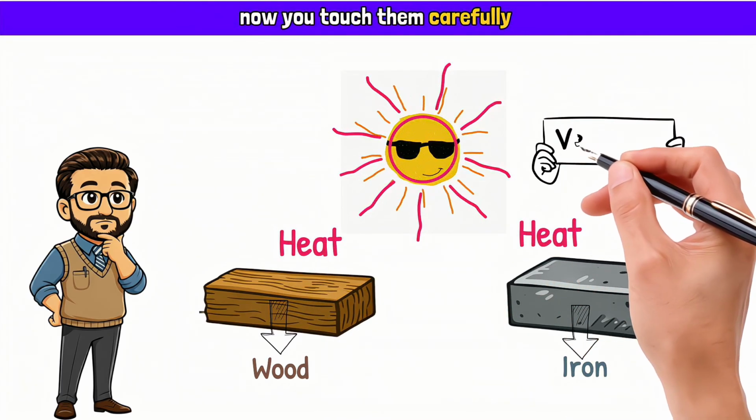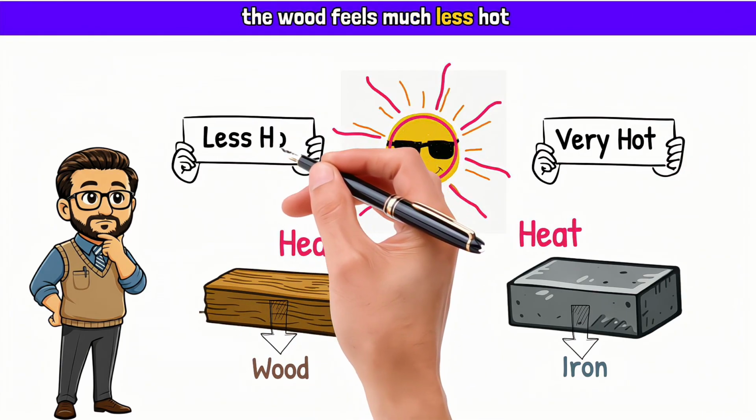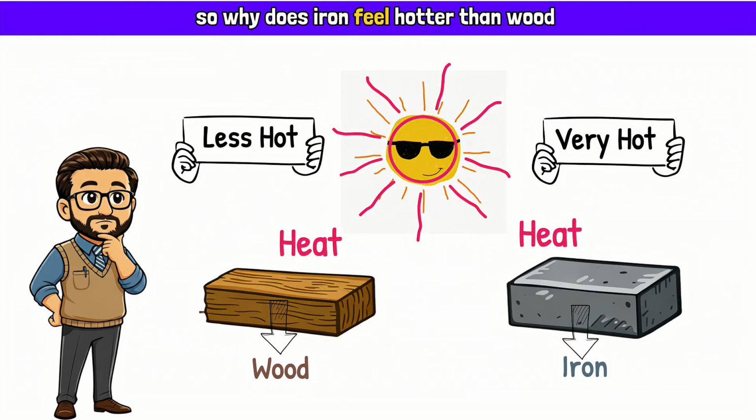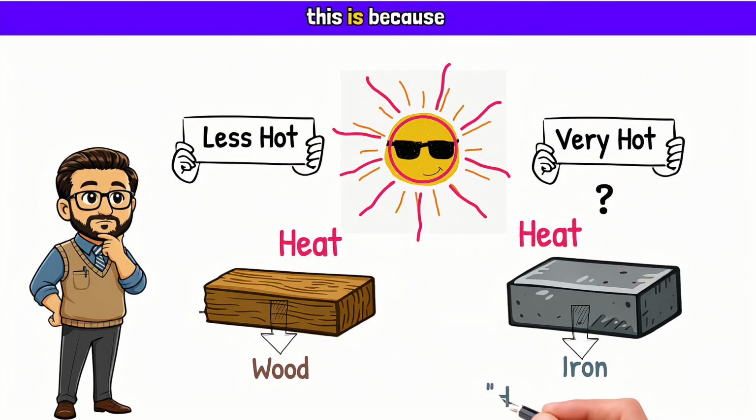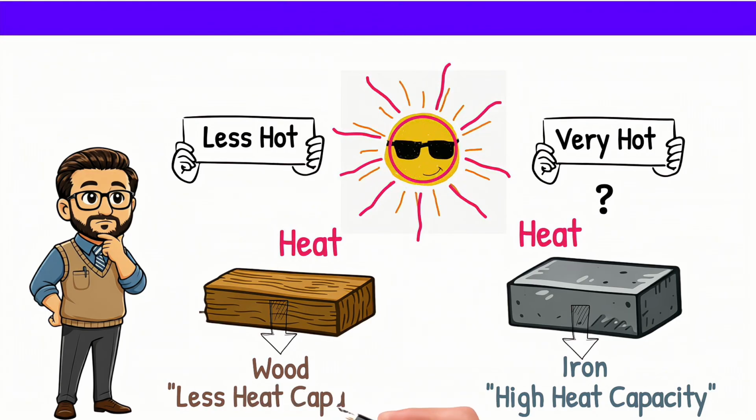Now, you touch them carefully. The iron feels very hot. The wood feels much less hot. So why does iron feel hotter than wood? This is because iron has a high heat capacity as compared to wood.